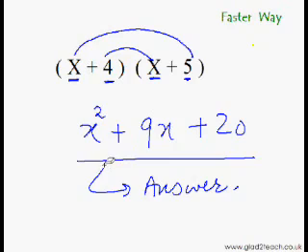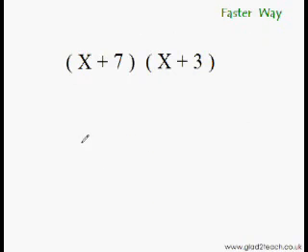Let's take another one. Okay, you try to solve it. So now mentally solve this question. Be honest. Please don't use your notepad and your pen. Do it mentally. Start. The answer would be x square. 3x, 7x is 10x and 21. x square plus 10x plus 21. That's it.